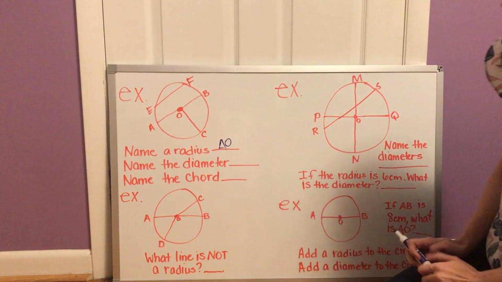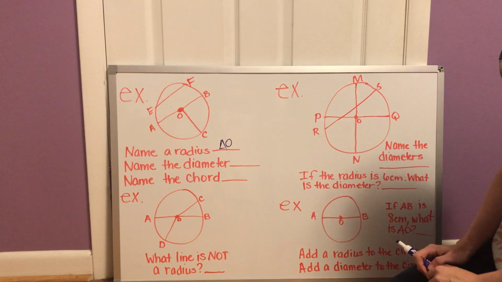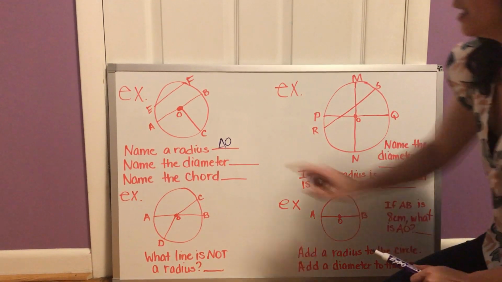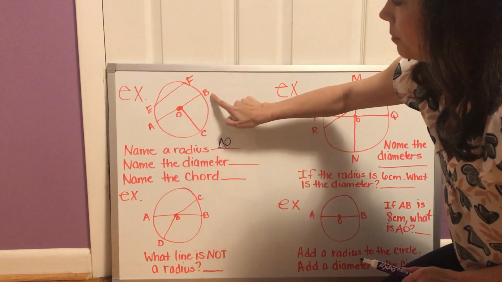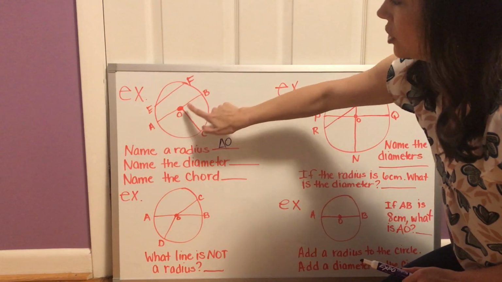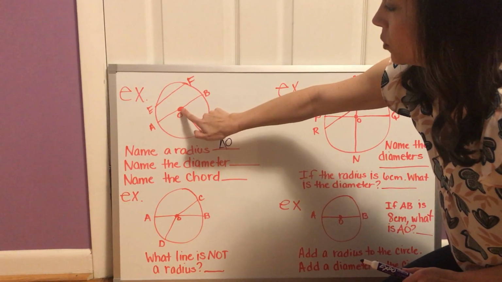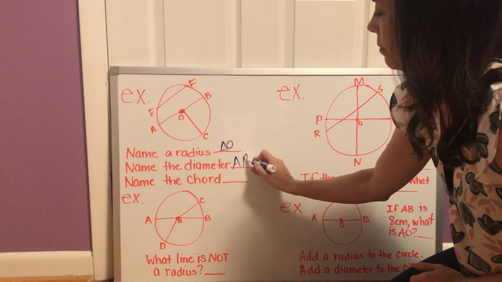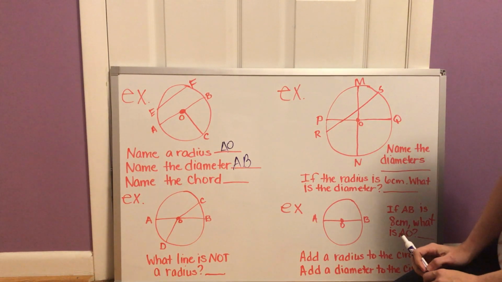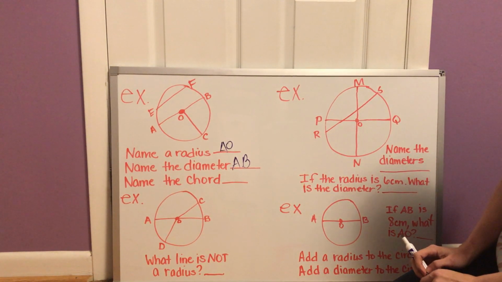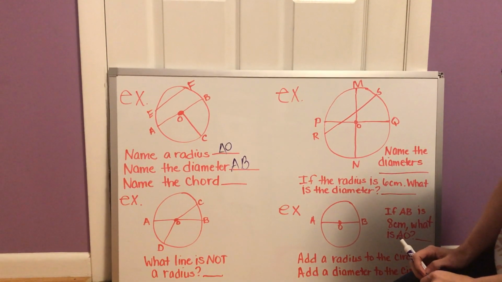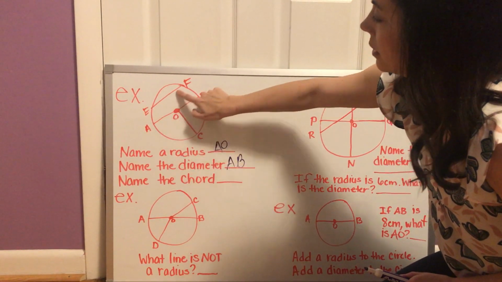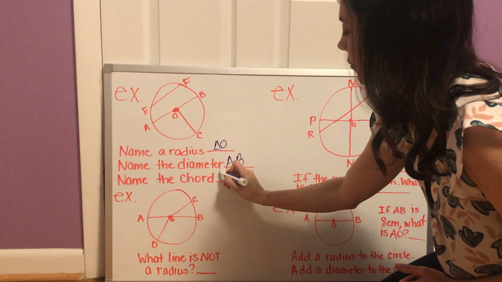AO. The second says name the diameter. Remember in our definitions, the diameter goes all the way across. So it's going to be AB because it goes from edge to edge and it definitely goes through that middle center, so we know it is a diameter. So it's AB. The last says name the chord. So the chord does not go through the center, but we know that it goes edge to edge. So this one right here would be the chord, EF.